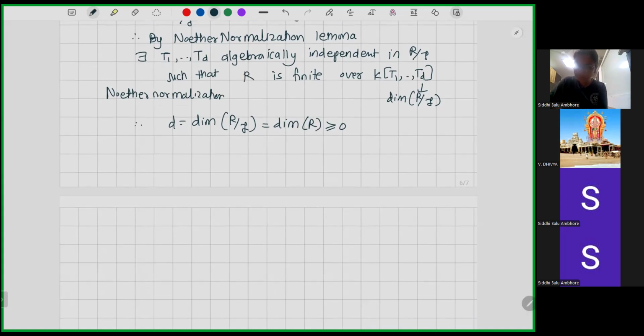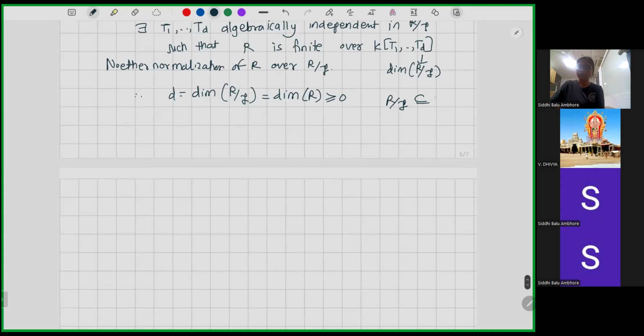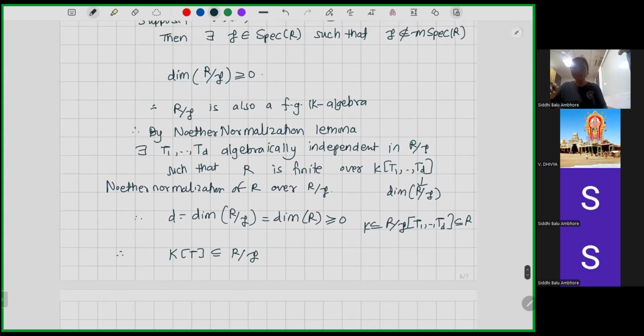R is finite over R mod P and so on. So this R mod P is contained in R, and this is K[T1, ..., Td], I'm just writing it in the form of Noether normalization. Okay, so therefore, this means that K[T] is contained in R mod P because it is a K-algebra.